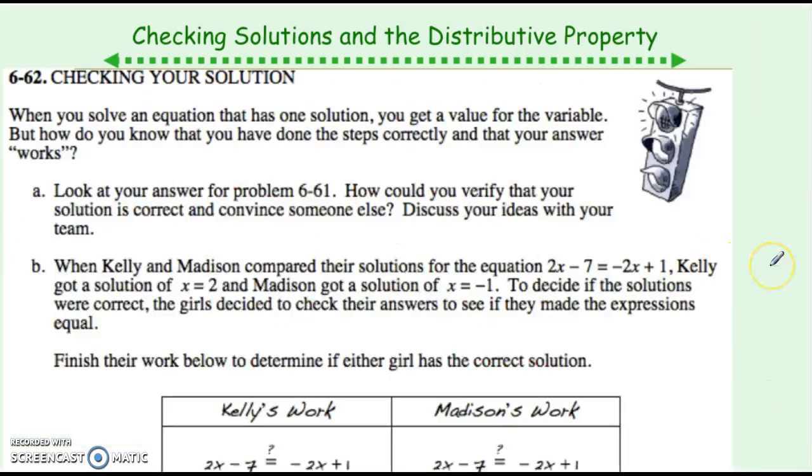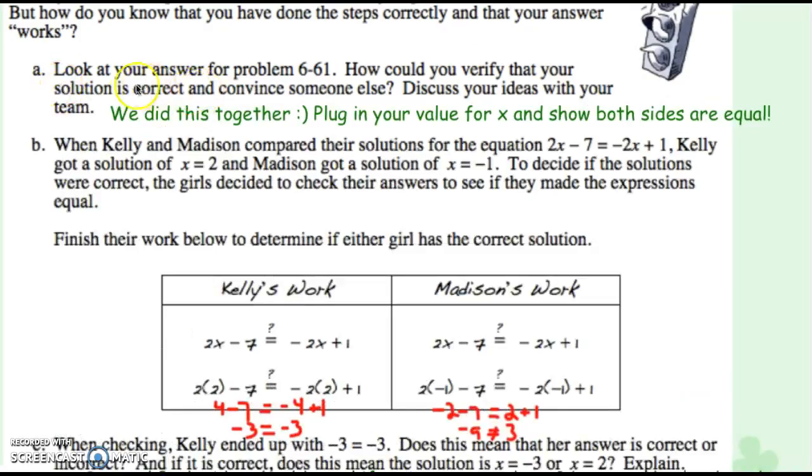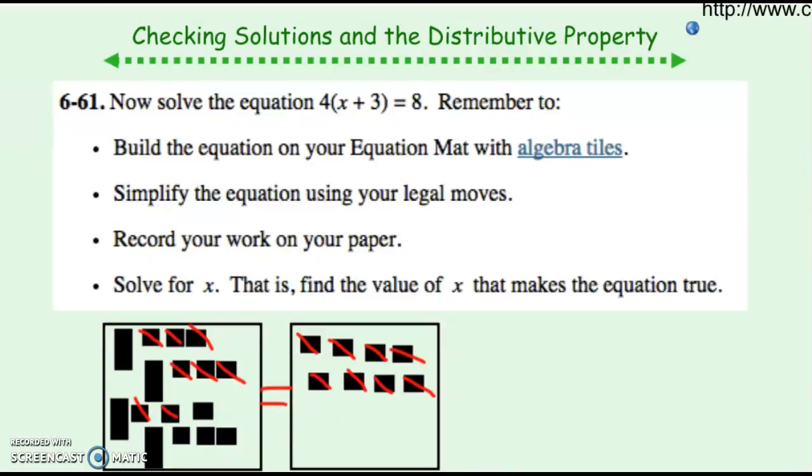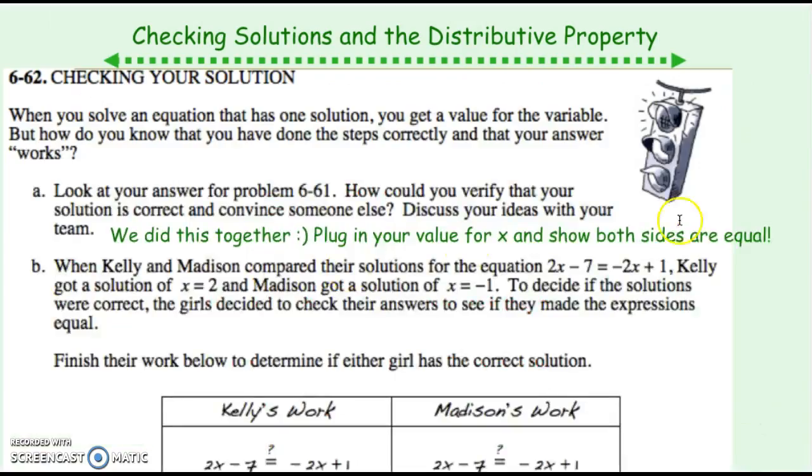All right, 62, checking your solution. So I'd like you to read through this problem on your own and try it by yourself first, and then play the video when you're ready. A, hopefully you already realized that we did this together. So we plugged our value in for x and showed both sides were equal. And if we look back at our problem, both sides were equal to 0. So that proves the equation.